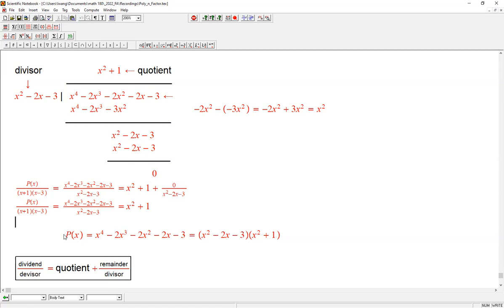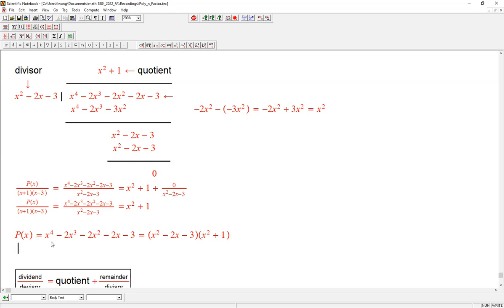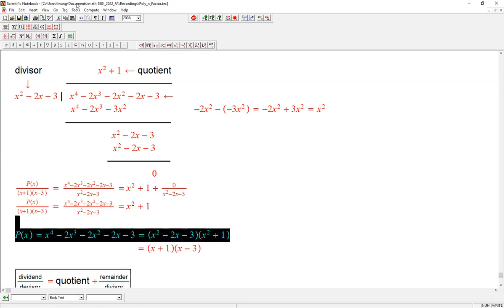Can we factor this further? The answer is yes. Actually, let's put in all the factors we got. We're going to replace this piece by our factored form, which is x plus 1 times x minus 3 and times x squared plus 1.